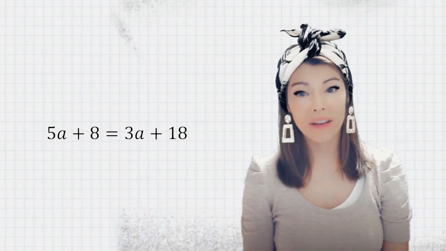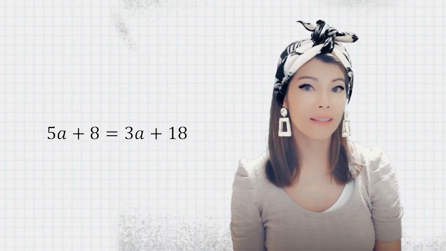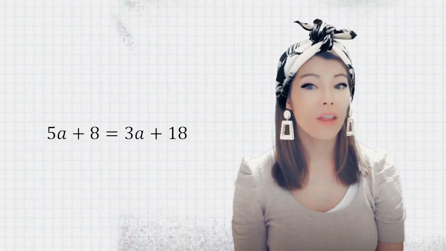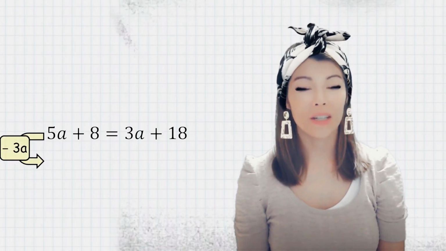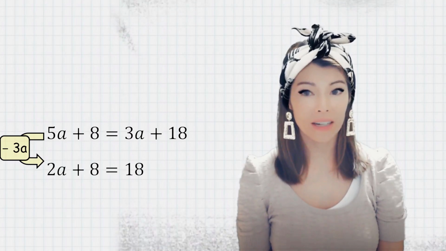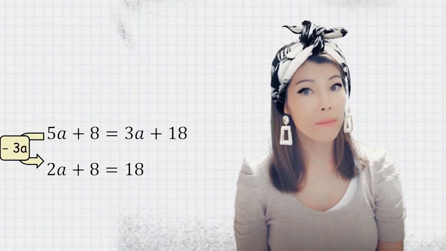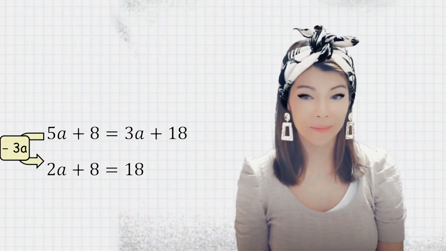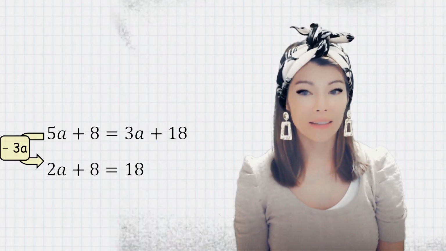So we have 5a plus 8 and 3a plus 18. Now there's 5a and 3a, so we can get rid of 3a on both sides. So now we have 5a minus 3a is 2a left on the left side, and the right side, well, 3a minus 3a is no a, so we only have 18 on the right side. Now 2a plus 8 equals 18.